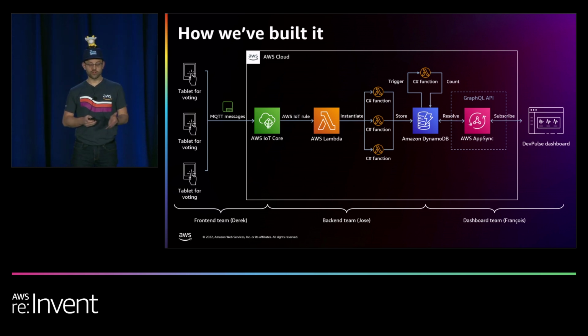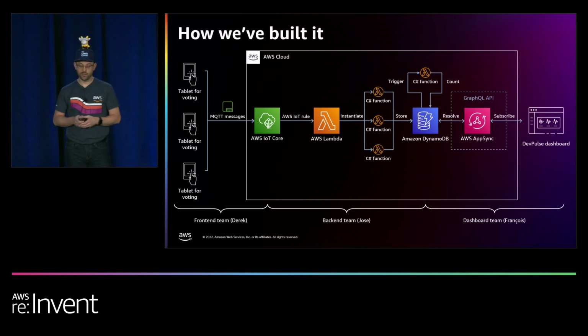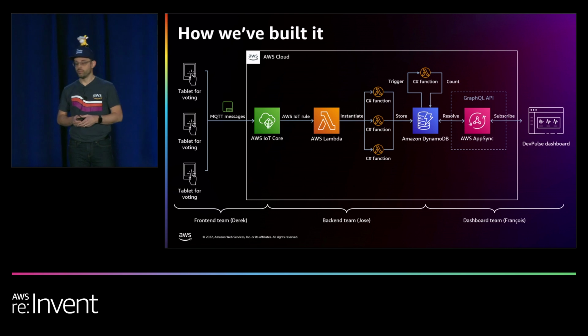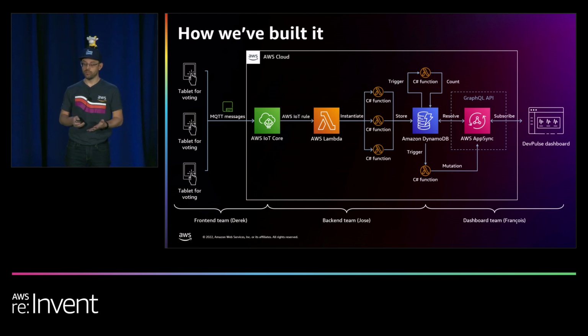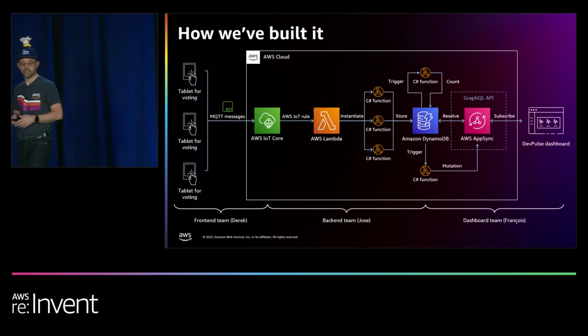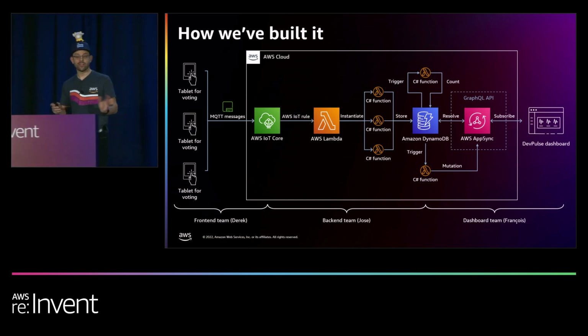The dashboard also subscribes to get notification of each mutation of the data. The GraphQL mutation operation is called by a Lambda function that is triggered each time the number of votes for an answer is updated. And that's it. We have our end-to-end architecture.